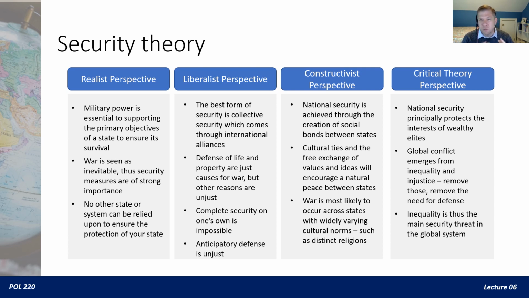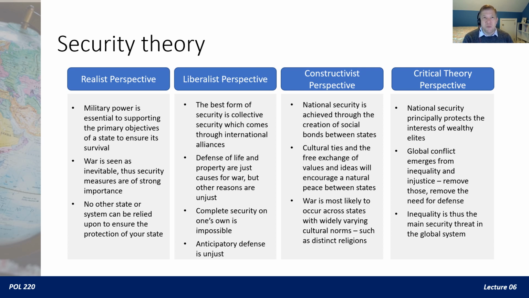Now, as we talked about, the neo-realist perspective shifts this a little bit and sees strategic alliances. So, for instance, the alliance between the United States and Israel would be seen as an example of a neo-realist bending to this idea a little bit. So, from the liberalist perspective, and we're going to spend a lot of time in this course covering that because so much of international relations in contemporary times is based on this perspective, they would argue that the best form of security is collective security, which comes through international alliances. So think about this as the model of a school of fish, right? If you're a small fish, if you can be with 1,000 other small fish collectively, that gives you more security against sharks and other creatures. Defense of life and property, according to liberalists, are just causes for war. So liberalists aren't anti-war in that sense, but other reasons are unjust. So liberalists would look at the Russian invasion of Ukraine for territorial purposes and say that's an unjust war.